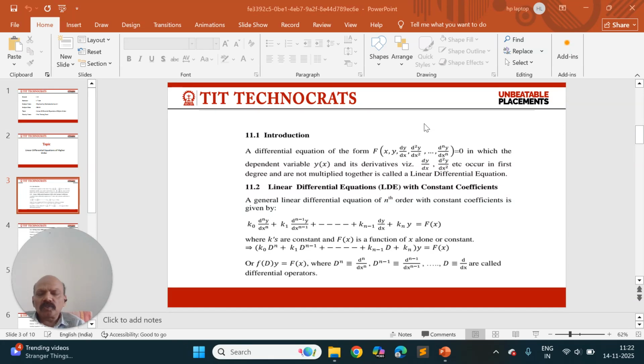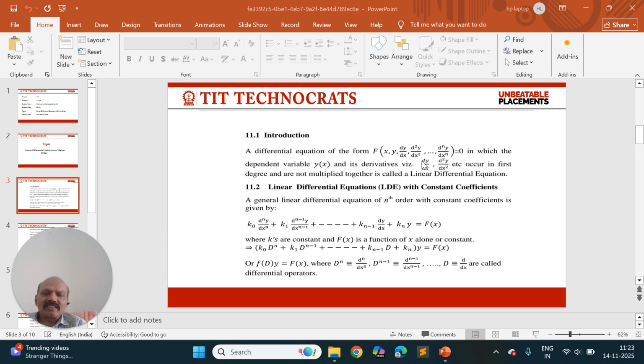Engineering problem. So before discussing this, we shall discuss what is differential equation of higher order. A differential equation of the form f of x, y, dy upon dx, d2y upon dx square, in this way dny upon dx raised to n is equal to 0, in which the dependent variable y and its derivative are present in first order and are not multiplied together, is known as differential equation of first order.